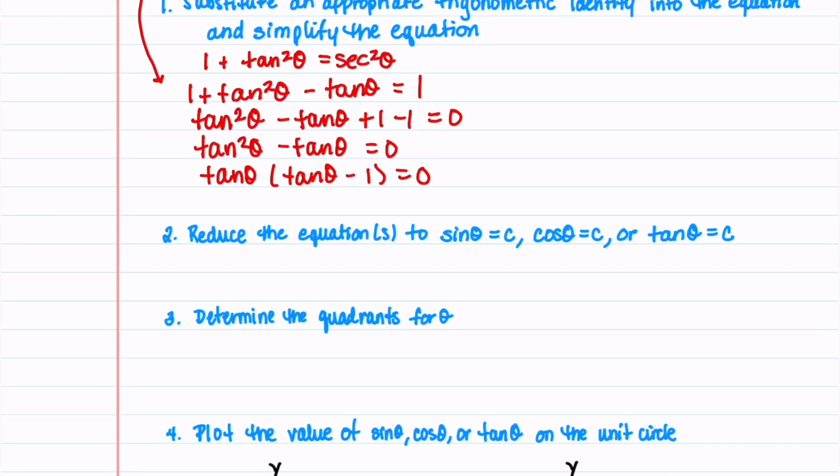This is going to give us two equations that are going to reduce to tangent theta is equal to a constant. Our first equation is going to be tangent theta is equal to 0, and then our second equation is tangent theta minus 1 is 0, which gives us tangent theta is equal to 1.